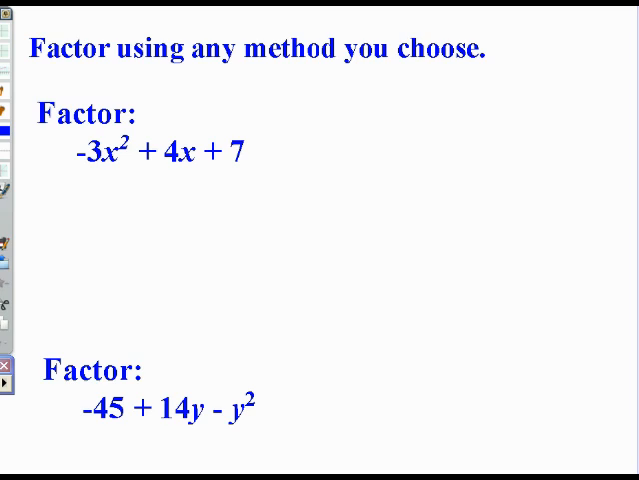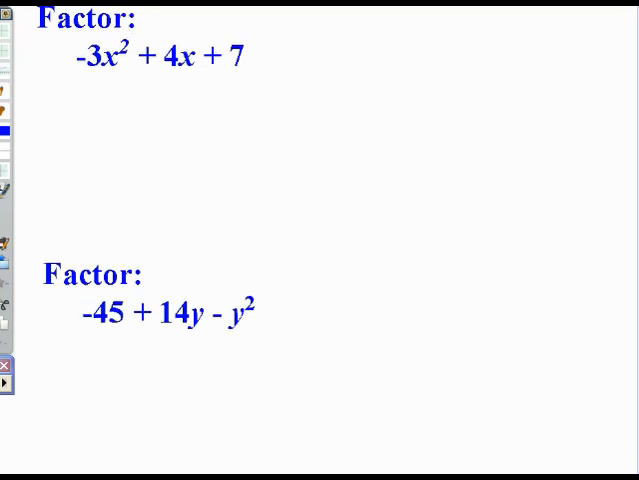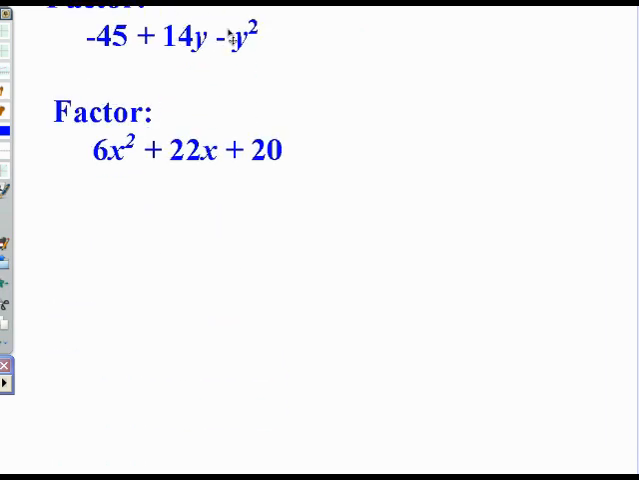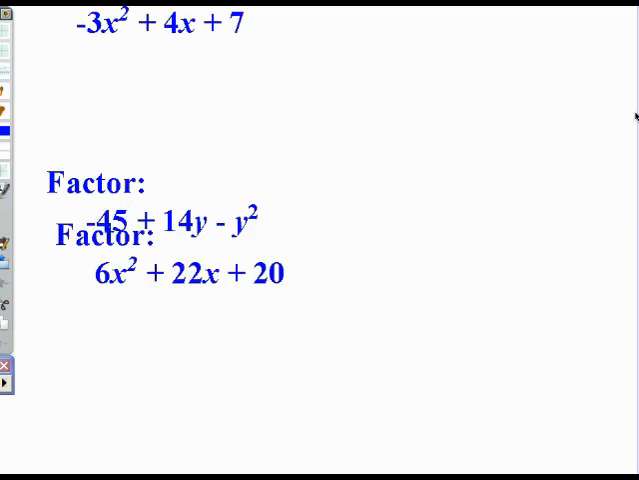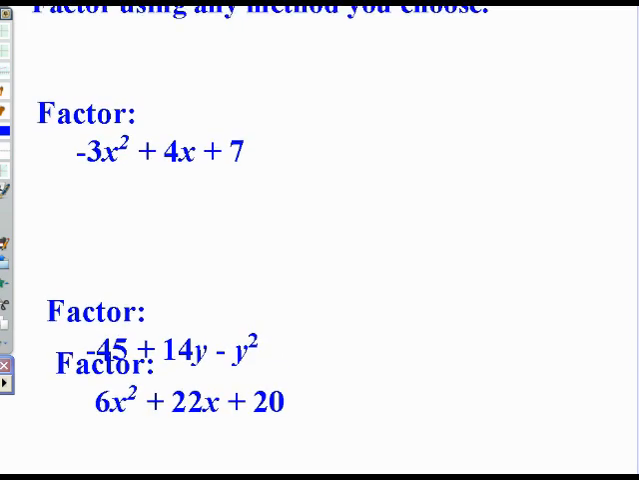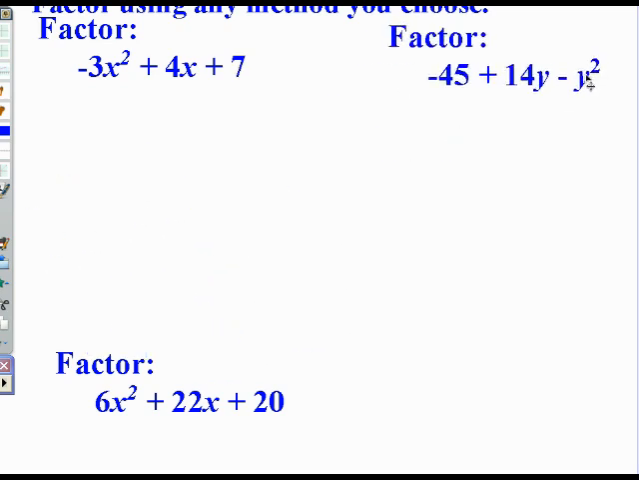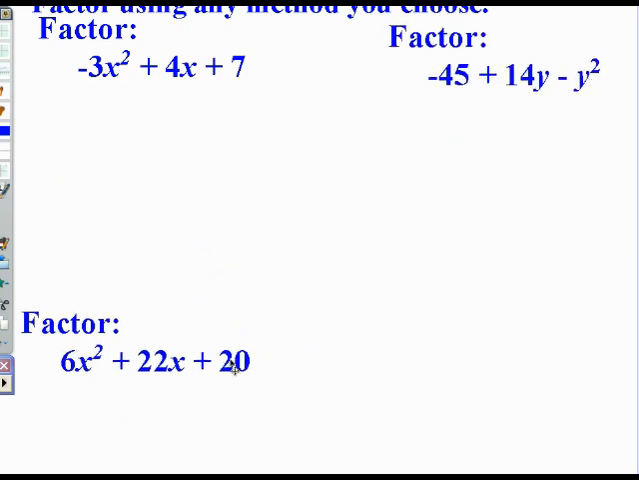All right, let's go ahead and factor using any method you choose. And I'm going to pull them up so you can see them all at the same time. And then when you're ready to check your work, hit play and we'll check your work. So let me just kind of scoot them up so you can see them all. Use whatever factor you prefer. And when you're ready to check, hit play.